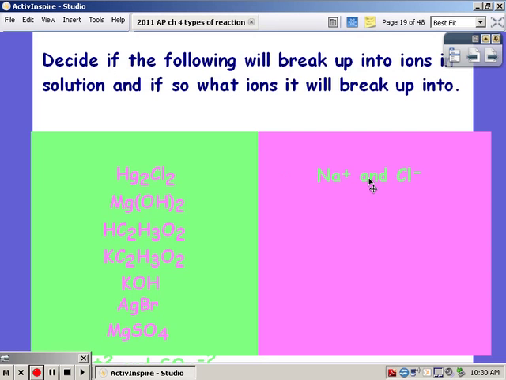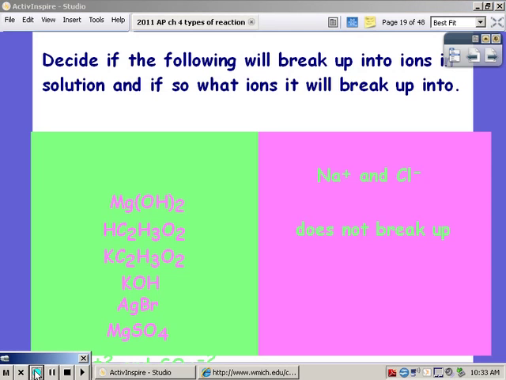Mercury 1 chloride isn't an acid, it's not a base, it's not molecular, so it follows solubility rules and it does not break up because all chlorides are soluble except silver, lead, and mercury. Pause the video and try the next ones on your own.